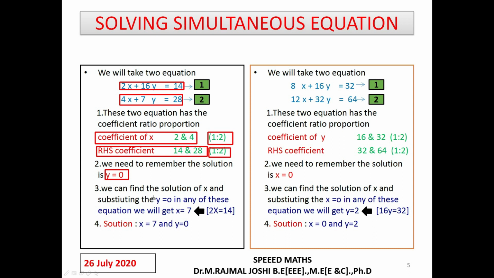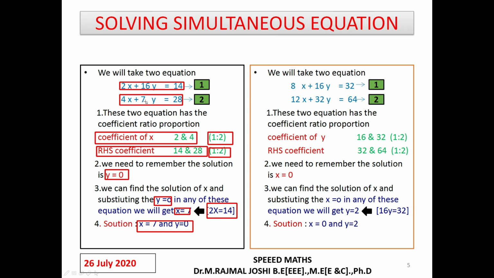When the y solution is 0, we can substitute it in either the first equation or the second equation. I have taken the first equation: 2x plus 16 into 0. 16 into 0 becomes 0, so the remaining is 2x is equal to 14. From this we find the solution x as 7 and y as 0. This is the same solution we got by variable elimination and by Cramer's rule.